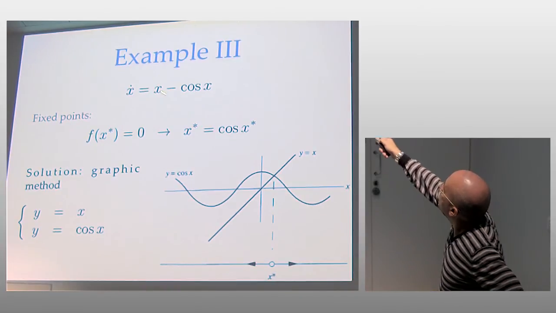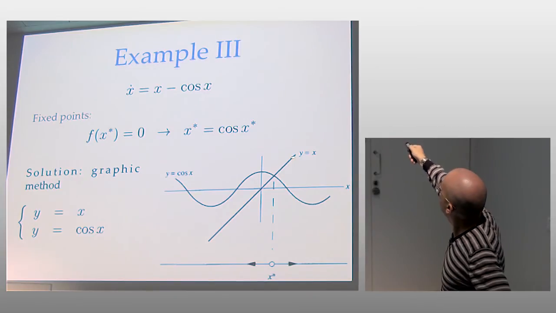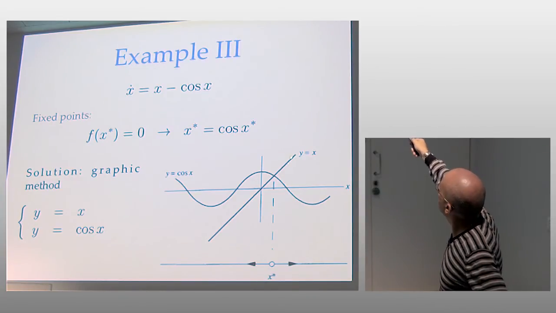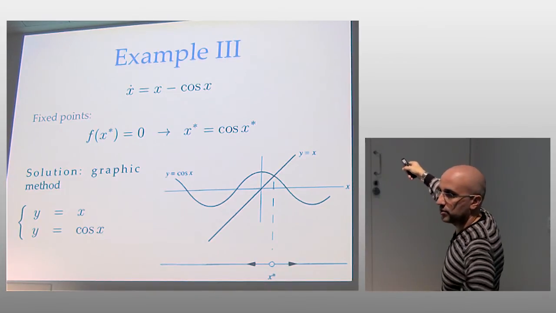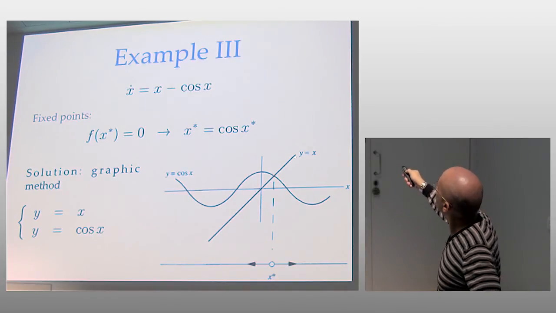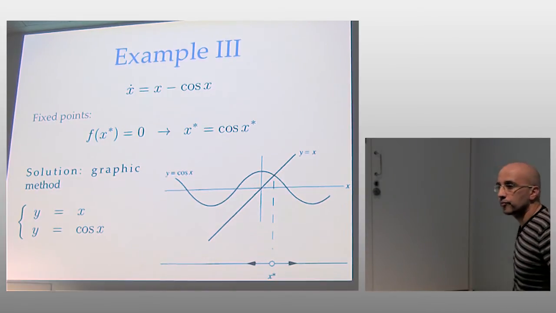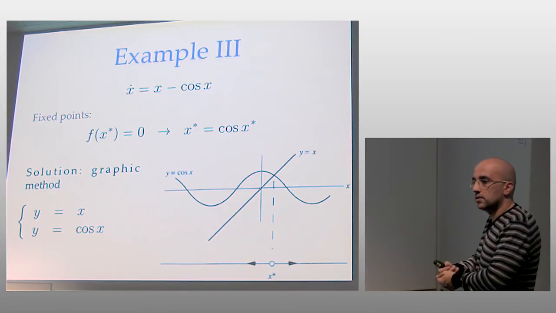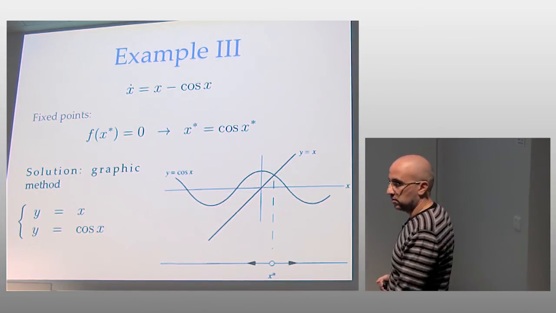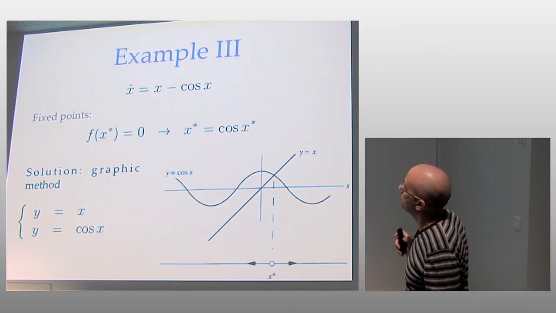Now, by looking at this, you see that when x is bigger than cosine of x, then the velocity is positive. So when the straight line is above the cosine, this difference is positive, and the velocity is positive. You see, to the right of this point, the line is above the cosine. So here the velocity is positive, whereas here it is negative. So this point is unstable, because the velocity would take the system away from it if you perturb the system a little bit, if you kick it a little off its equilibrium position.